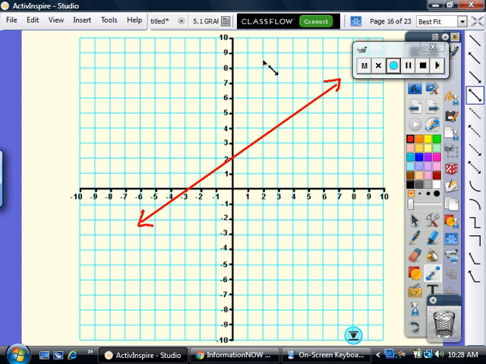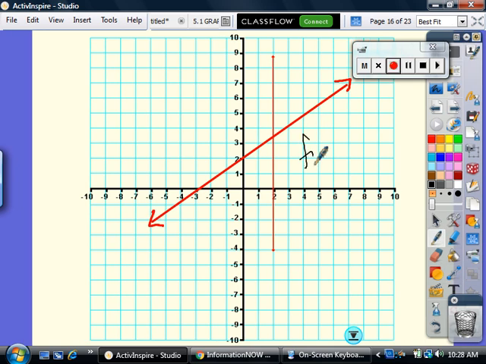All right, so this line has a positive slope. It's increasing from left to right. Is it a function? Yes. Draw your quick sketch of a line that has a positive slope. Draw your vertical line. Say that thing's a function.